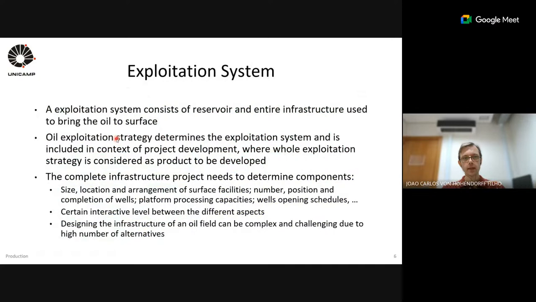Let's talk, we will return to some concepts. We have this production system that consists of the reservoir and the entire infrastructure used to bring the oil to the surface. Okay, let's consider the whole problem.